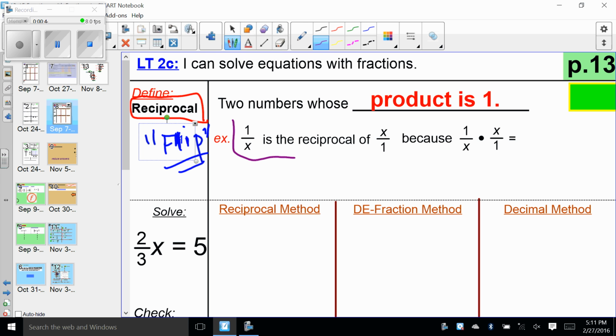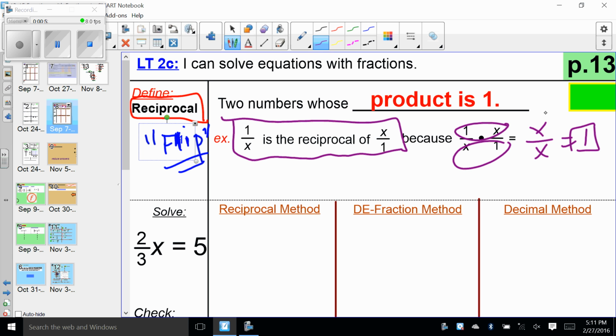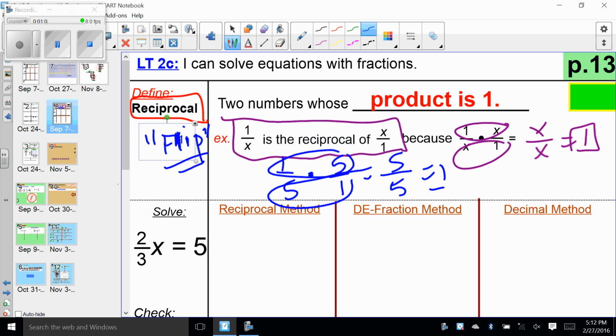1 over a number is the reciprocal of x over the number, because when you multiply them, you get x over x and it equals 1. So the example would be if you had 1/5 and you multiplied it by the reciprocal, by flipping it, 5 over 1. When you multiply tops, 5, and you multiply bottoms, 5, you get 1. So the definition is that it has a product of 1.